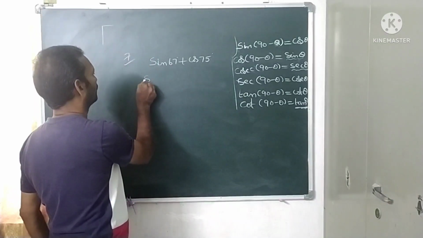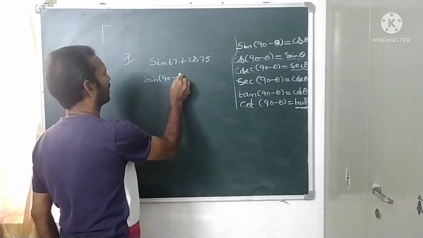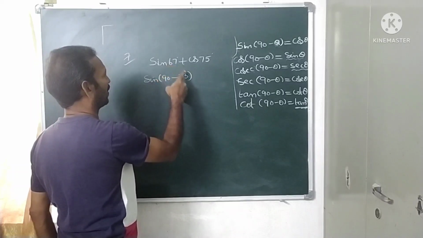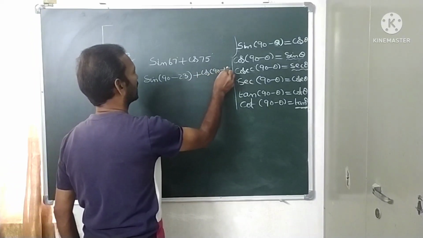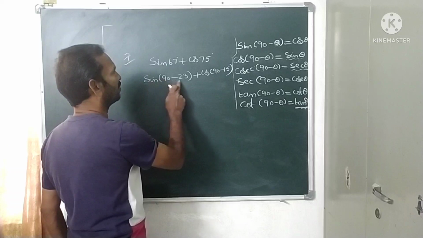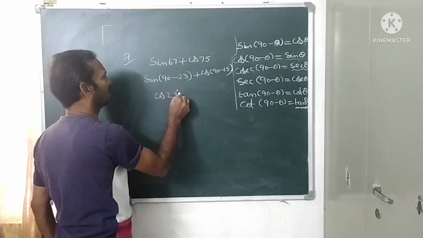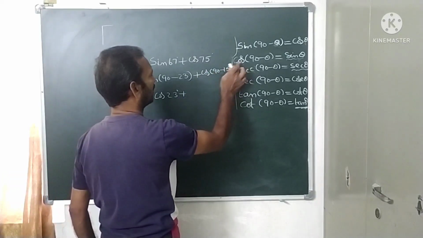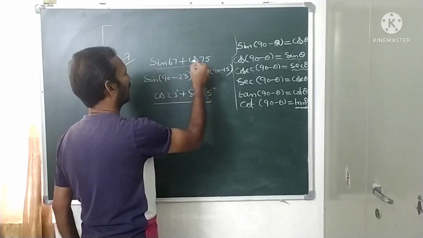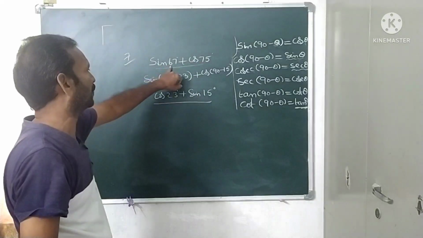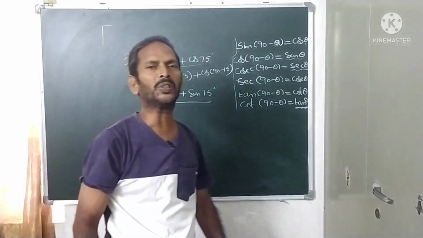So sin 90 minus 67 means what you take? 23 take. Plus cos 90 minus 15. Sin 90 minus theta is cos theta. So cos 23 degrees plus cos 90 minus theta is sin theta, so sin 15 degrees. So this value and this value are equal. But here in terms of 67, 75 is there. Our value is 23, 15 means between 0 to 45 degrees.